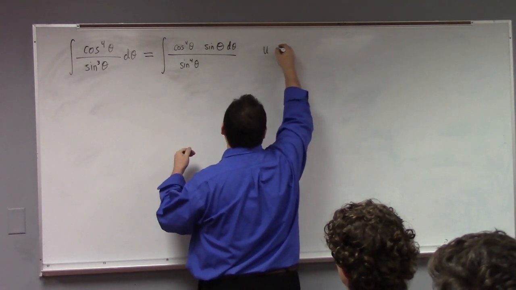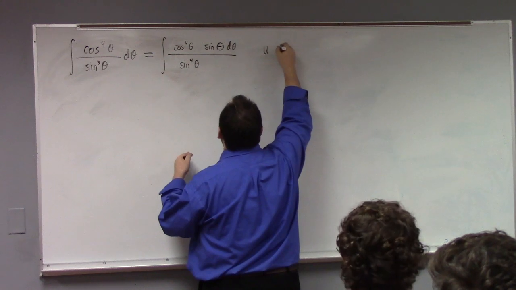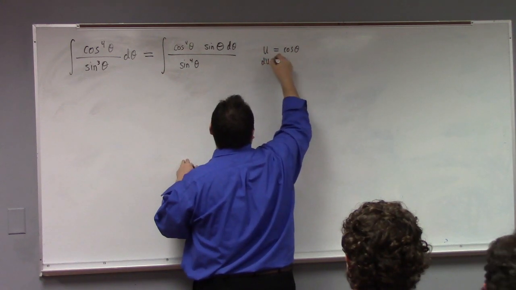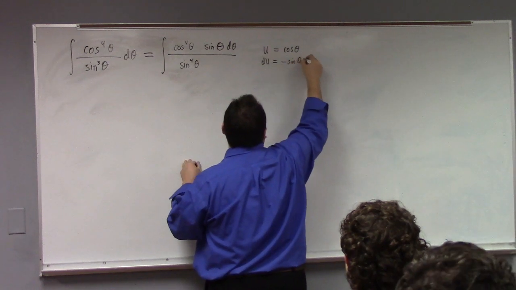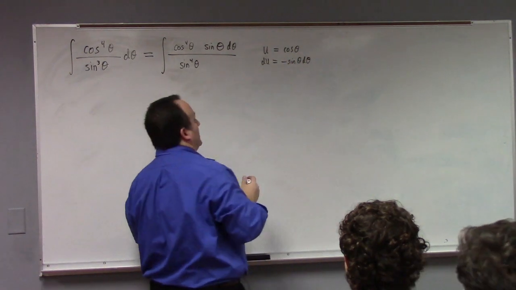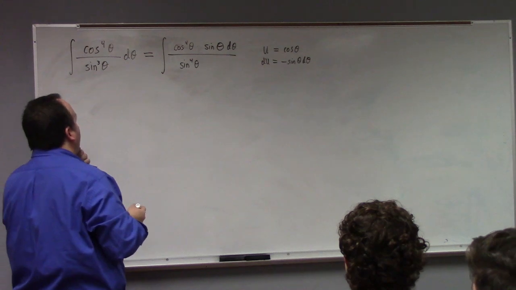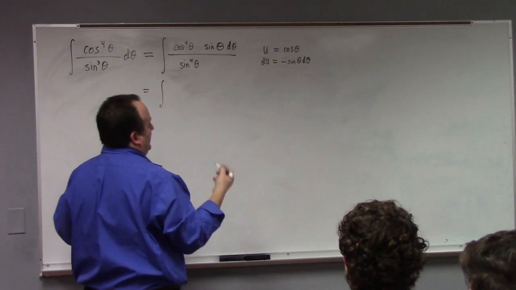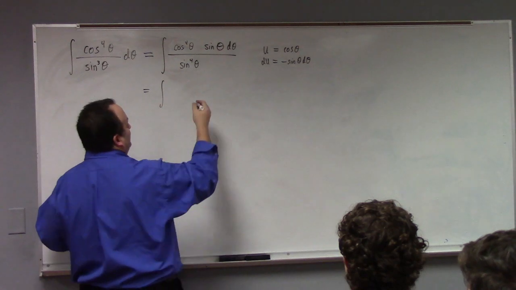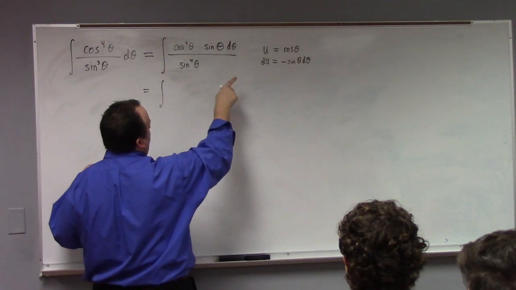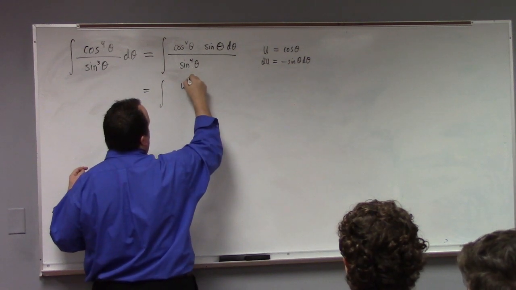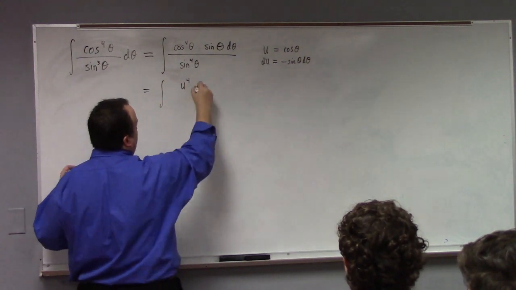So that takes me to u equal to, I'm going to let u equal cosine theta. Then du is minus sine theta d theta, right? And in view of that, this is the integral. Okay, this motivates my lecture, but in a kind of weird way. So we've got u to the fourth, right? And then a minus du.